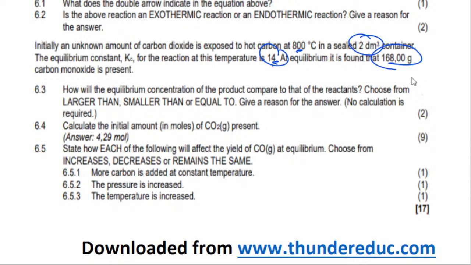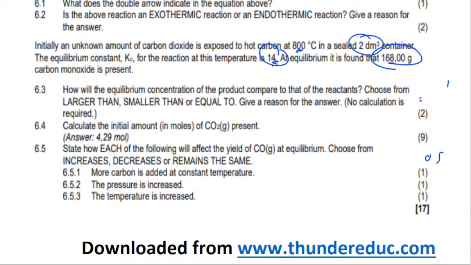Look, if I have Kc, and the product is 2 and the reactant is 1, what Kc am I going to get? I'm going to get 2. What if the product is 1 and the reactant is 2? I'm going to have 0.5. So if the products are more than the reactant, the Kc is going to be above 1. And if the products are less than the reactant, the Kc is going to be less than 1. In this case, the Kc is 14. Therefore, I'm going to say that the products are more than the reactant. I think I'm clear there.